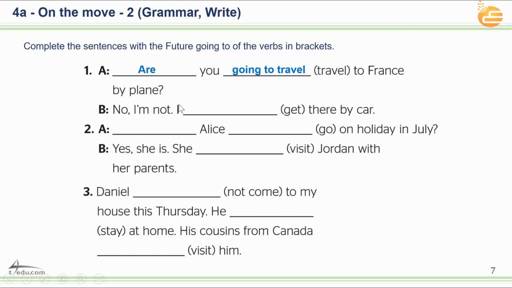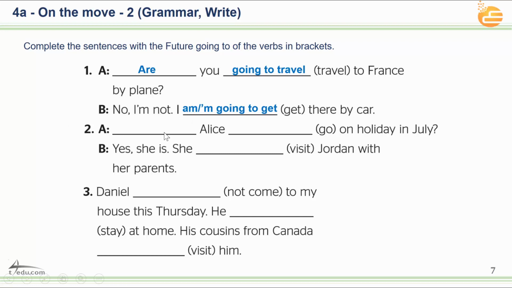B. No, I'm not. I get there by car. So what do you think? This is the verb get. So we have to say I am going to get there. Exactly. I am or it's okay if you want to say I'm or I am. It's the same. I'm going to get. Don't forget the verb. Some of you will write it, I'm going to, without get. Don't forget it. Okay, I'm going to get there by car.